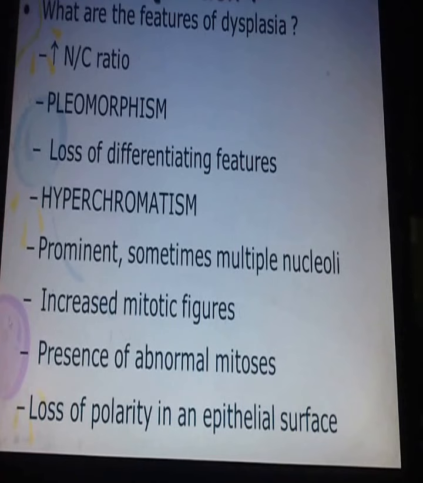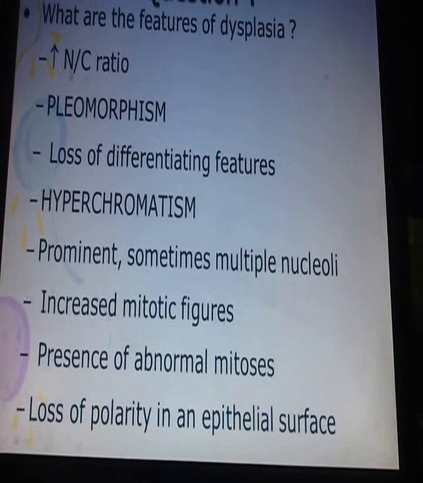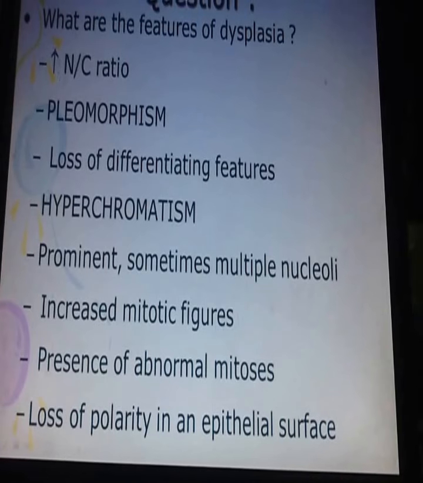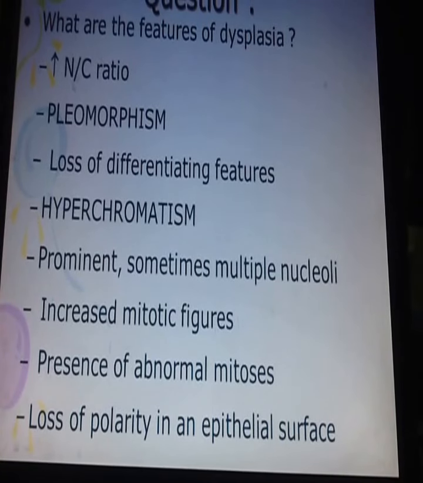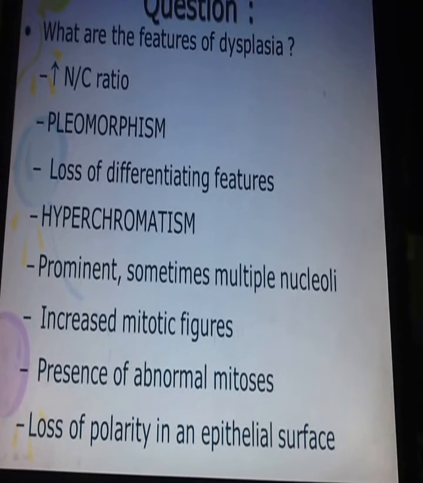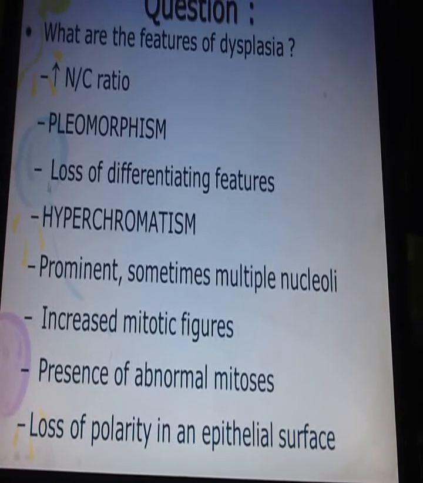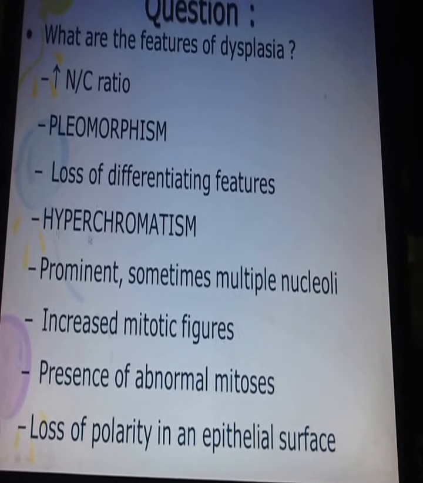Okay, this is a very expected question on the exam. So features of dysplasia, we have high NC ratio, high nuclear to cytoplasmic ratio. When the nucleus gets larger, then the ratio between the nucleus and the cytoplasm gets higher. So the nucleus to cytoplasmic ratio is higher. We have pleomorphism, different shapes and sizes of those cells. Loss of differentiating features, such as the apical mucin usually seen in the colon mucosa, it will be lost. So loss of differentiating features.